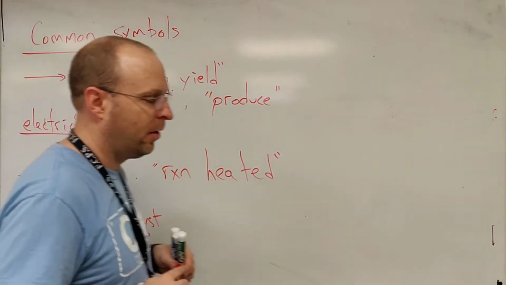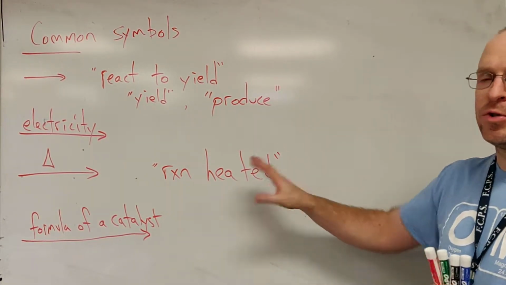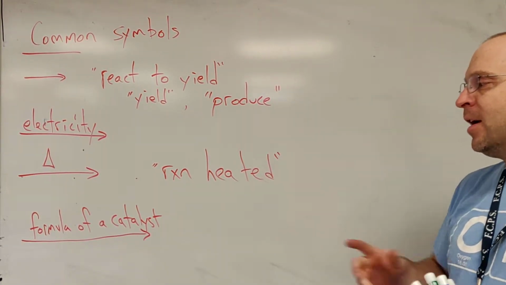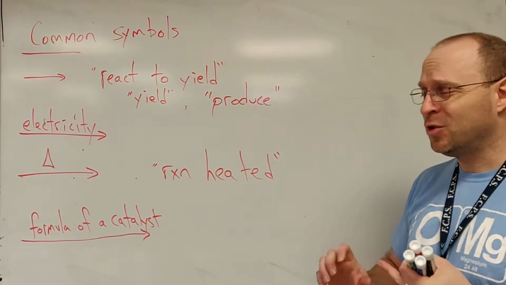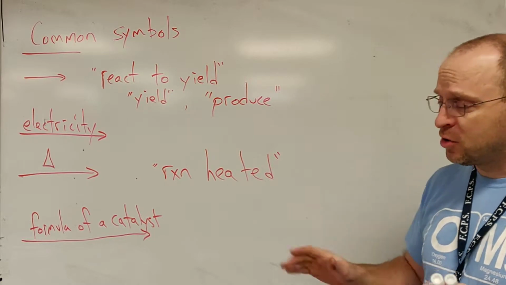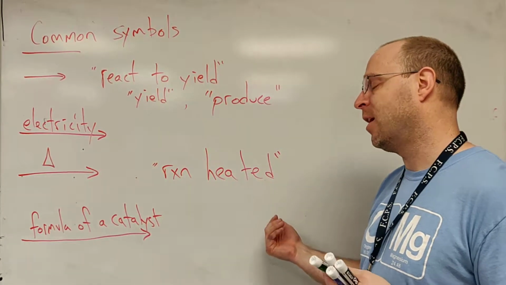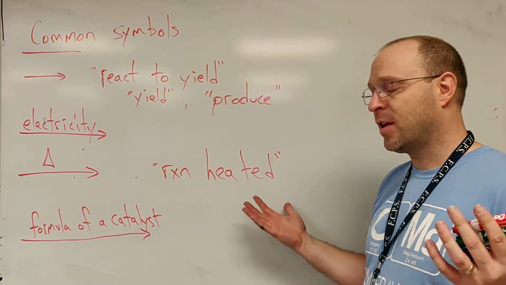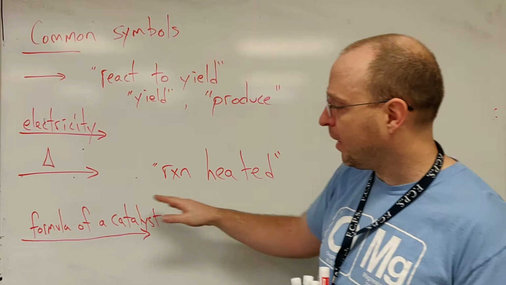The reason that a catalyst formula appears above the arrow as opposed to in the actual chemical reaction is because the catalyst is used in a chemical reaction, it's consumed, but it's also produced. So if we were to put the catalyst on one side, we'd have to put the catalyst on the other side, and then just like in math, if you have something on both sides, it can cancel out. So they put the catalyst here.